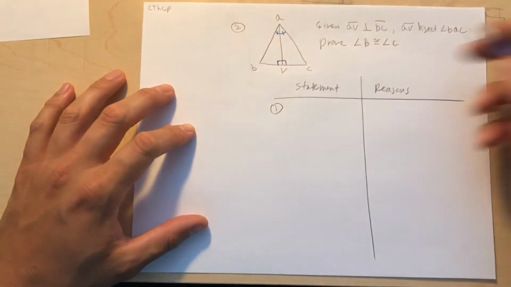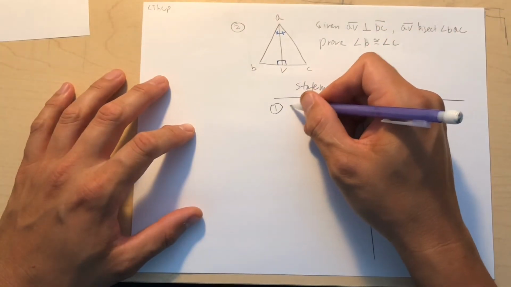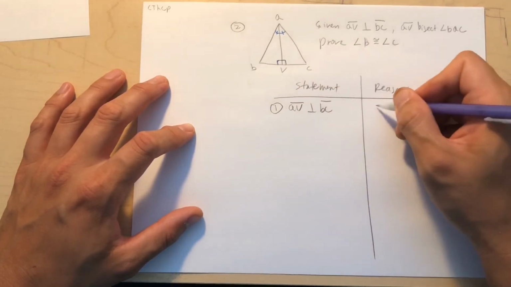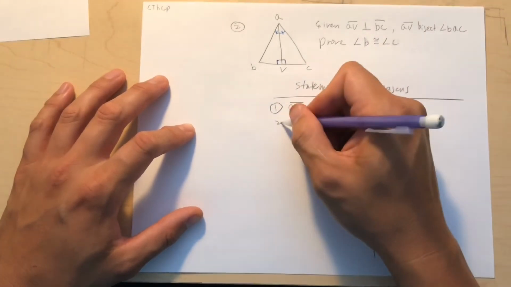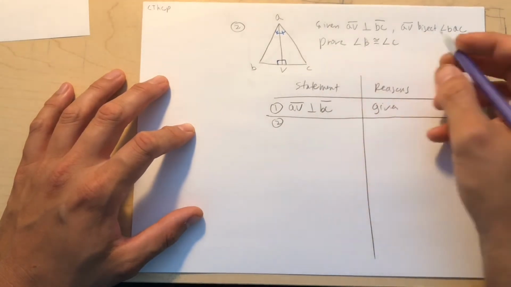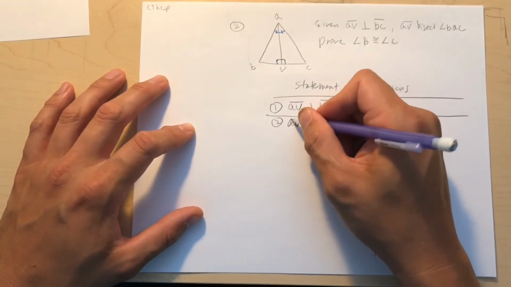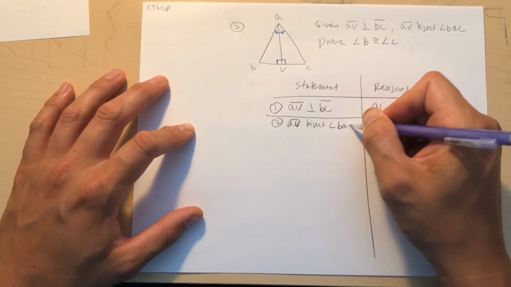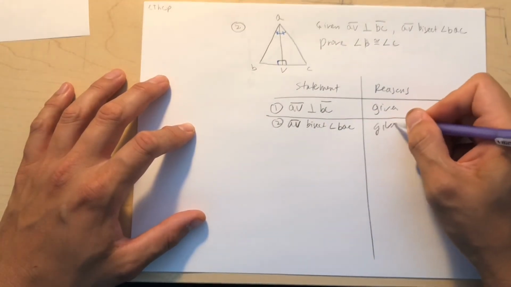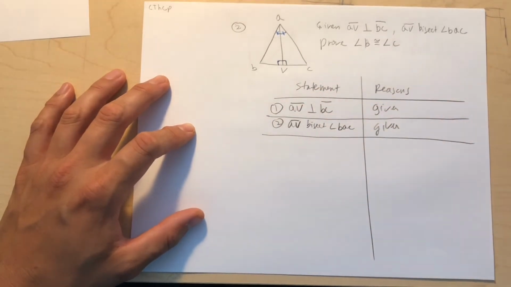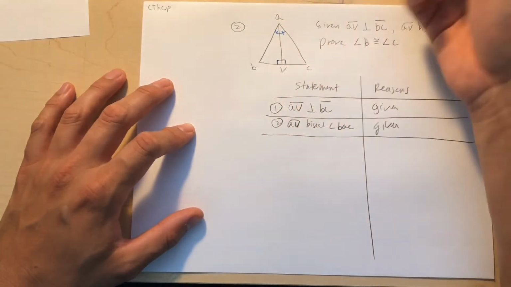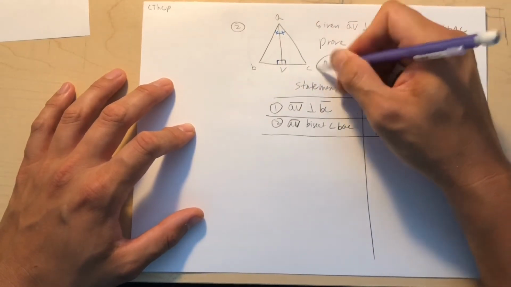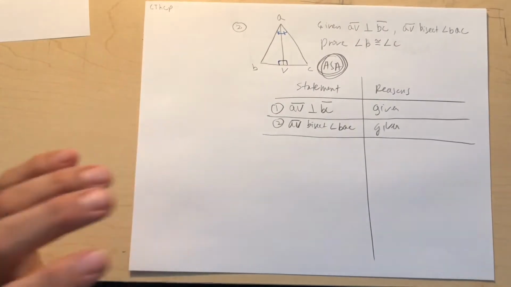Number 1, again, you want to do the given first, okay? AV is perpendicular to BC. Okay, that's given. AV bisects angle BAC. Okay, that's also given. All right, now let's go back again. Let's say this is angle, side, angle. All right, there you go. You always want to do that first so you know what you're looking for.